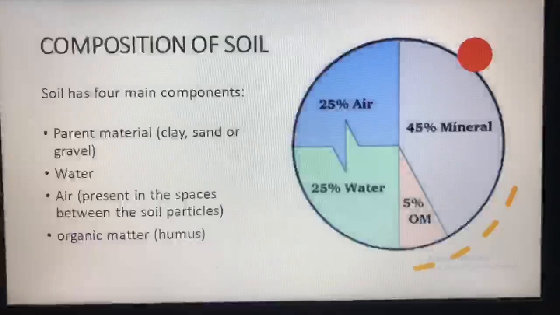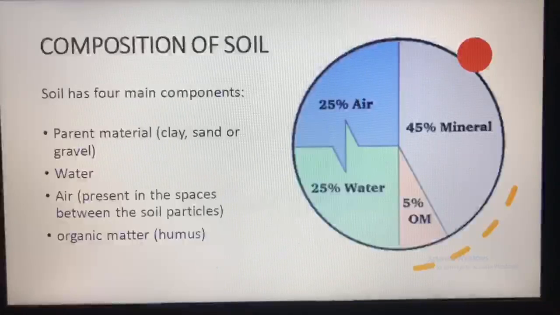Now let us study about the composition of the soil. So soil has four main components. One is parental material, that is clay, sand or gravel. Then the second one is water, and the third one is air present in the spaces between the soil particles, and the last one is organic matter.